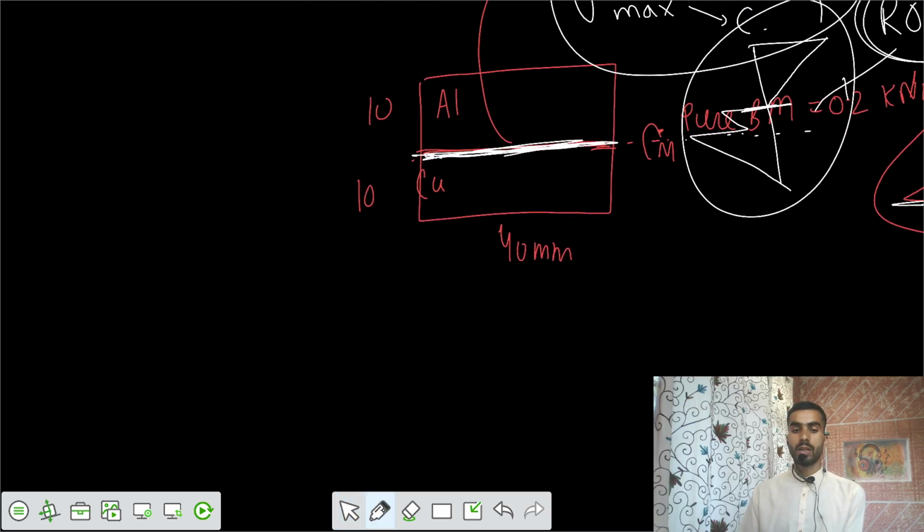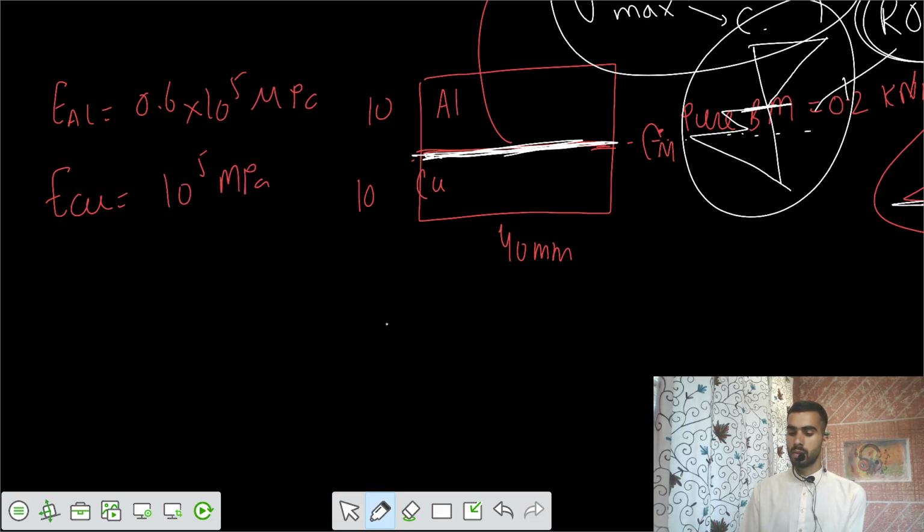And the value of E is also provided. E aluminum equals 0.6 × 10^5, and E copper equals 10^5 megapascal. The bending moment was equal to 0.2 kilonewton meter.